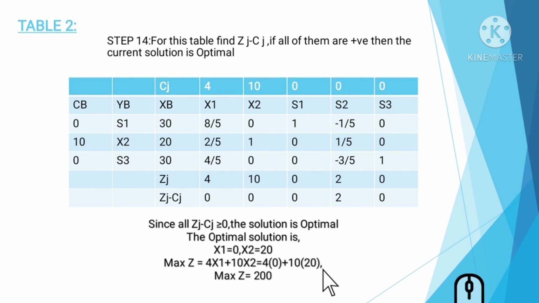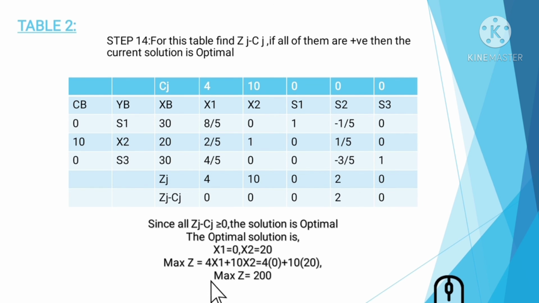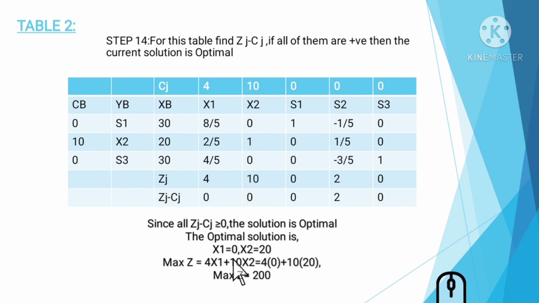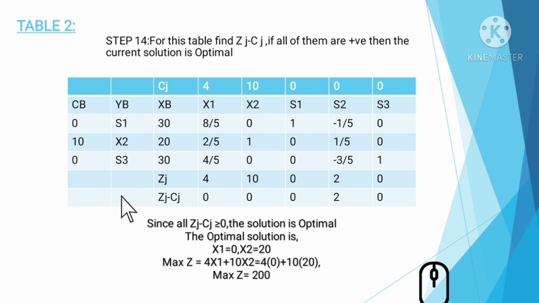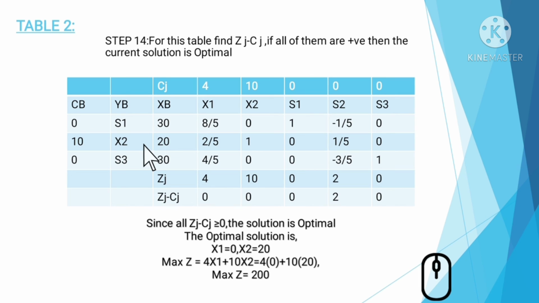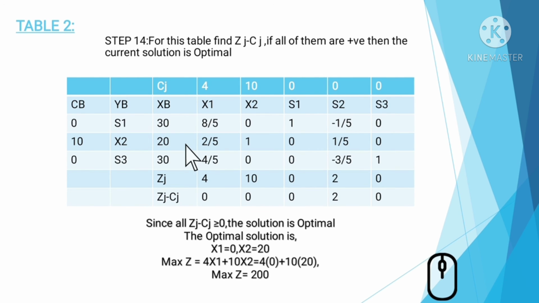From this we are going to find the optimal solution by substituting the values of x1 and x2 in the objective function. The optimal solution is x1 equal to 0, x2 equal to 20. How we got x1 equal to 0 and x2 equal to 20 is from this. In this we cannot find any x1, so x1 is equal to 0, but for x2 we found the maximum resources, 20. So x2 is equal to 20.